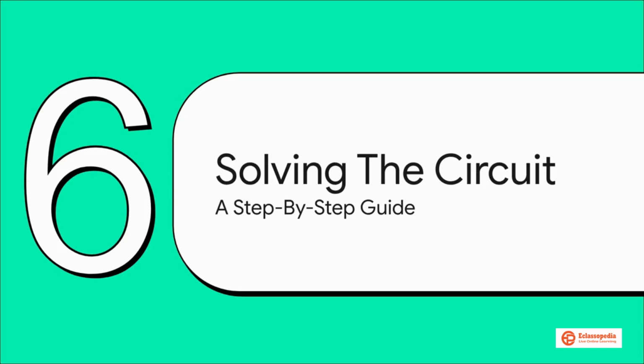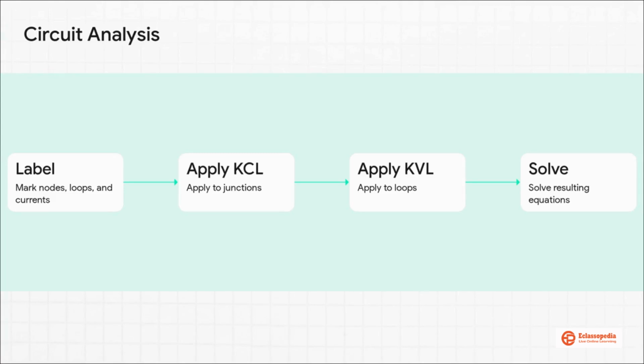Section 6. Solving the circuit step by step. All right, we've got all our clues. Let's bring this to the finish line. We can break this intimidating algebra down into 4 simple, bite-sized steps. Step 1. Label everything. Mark your nodes, choose your loops, and just draw arrows for your current directions. And here's a huge secret. It's perfectly fine if you guess the current direction wrong. Seriously, the math will simply give you a negative answer at the end, which just tells you it actually flows the other way.